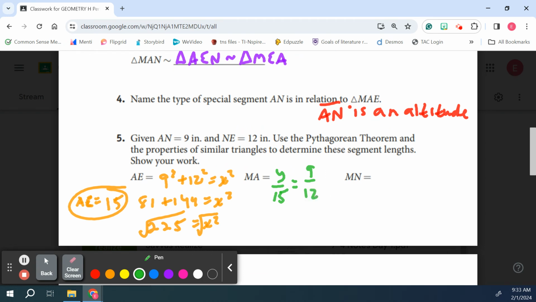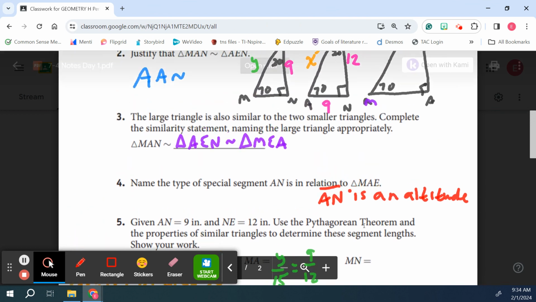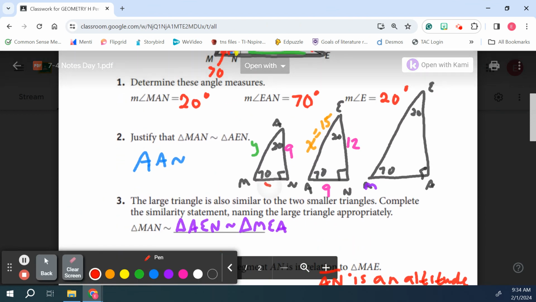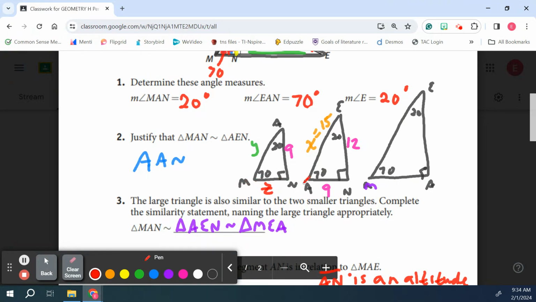Why don't you guys solve for it, round to the 100th, and tell me what it is. Anu? 11.25. Very good. Questions on this? All right, MN. That's the next one they want us to find. I'm going to label that with a Z. So I have MN over AN, and I have AN over EN.